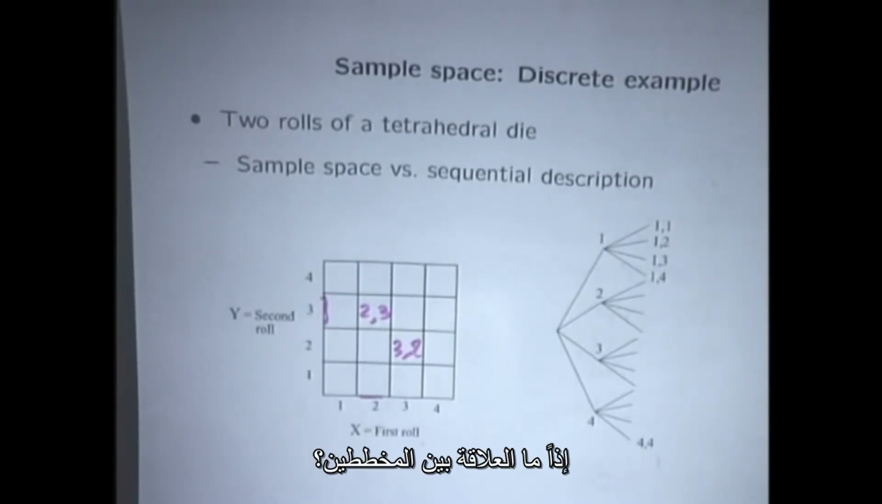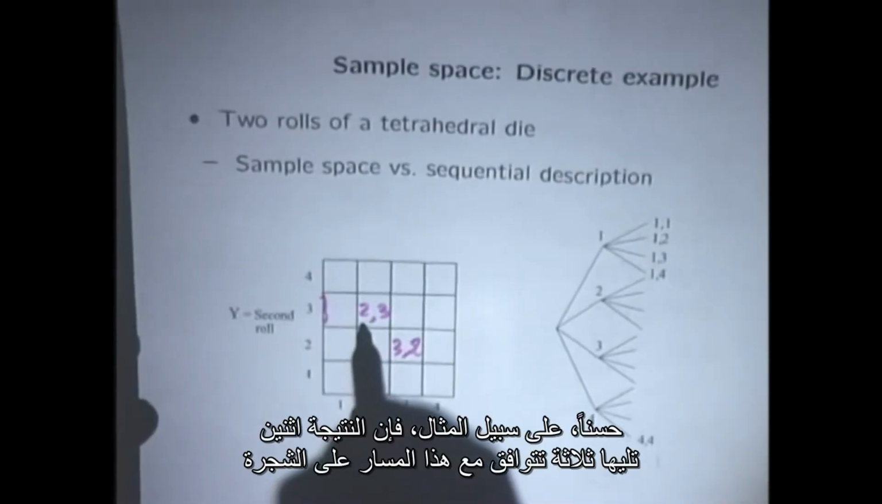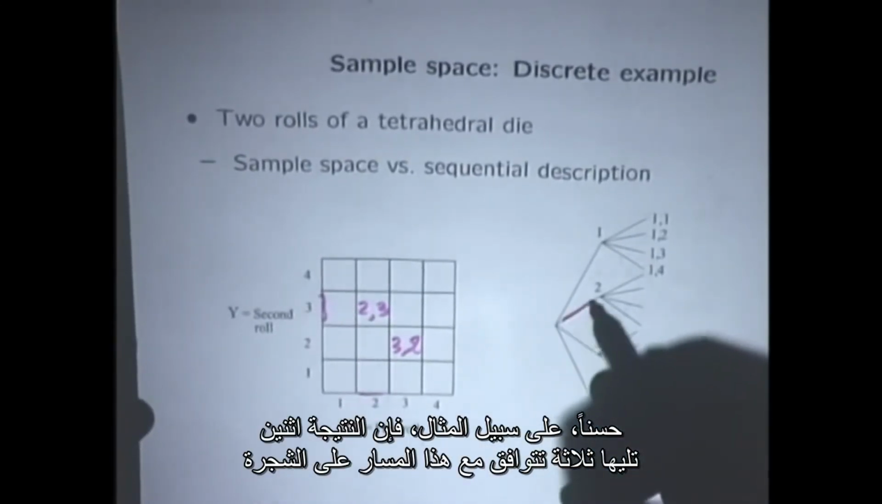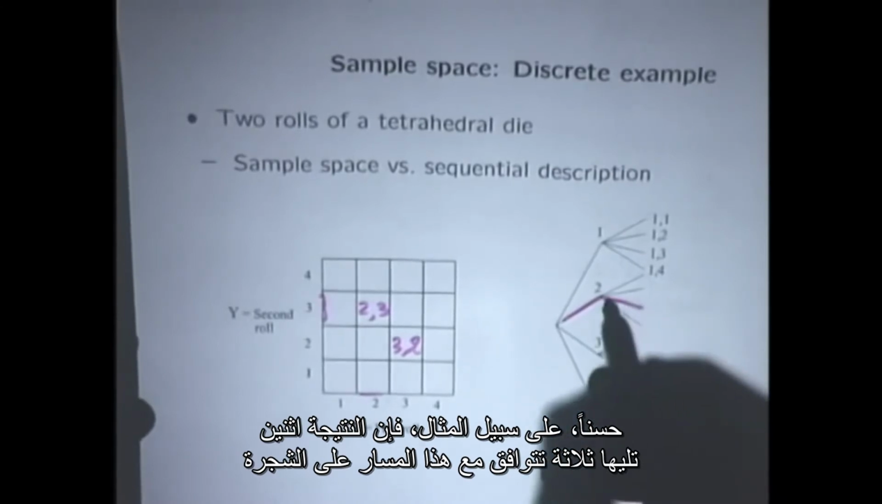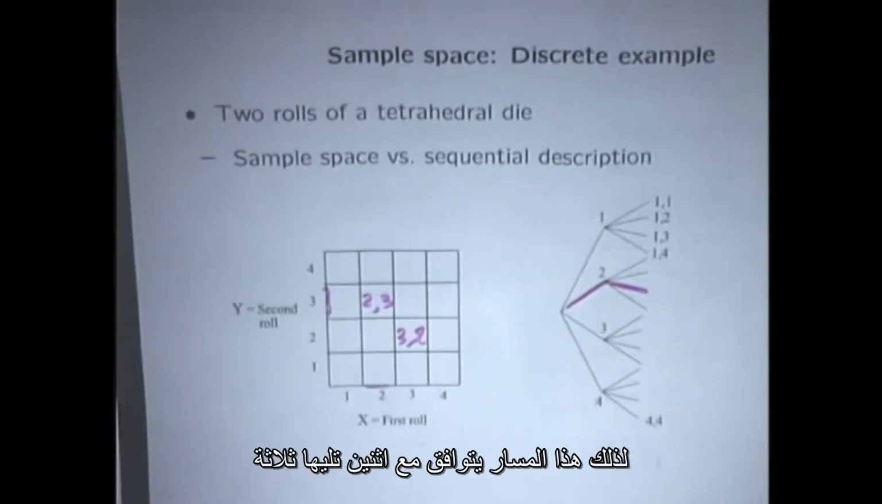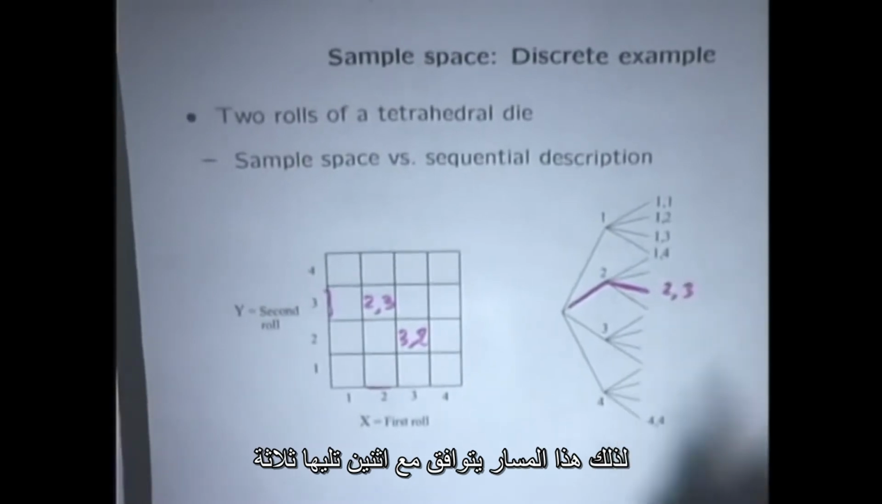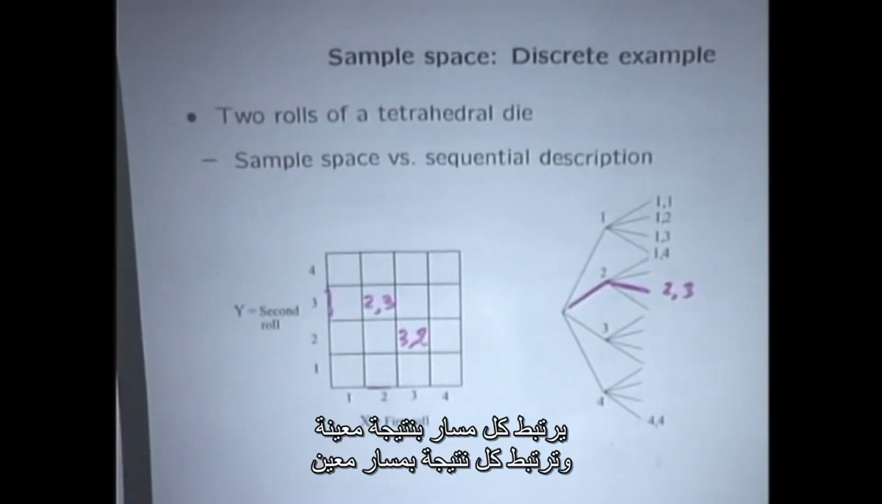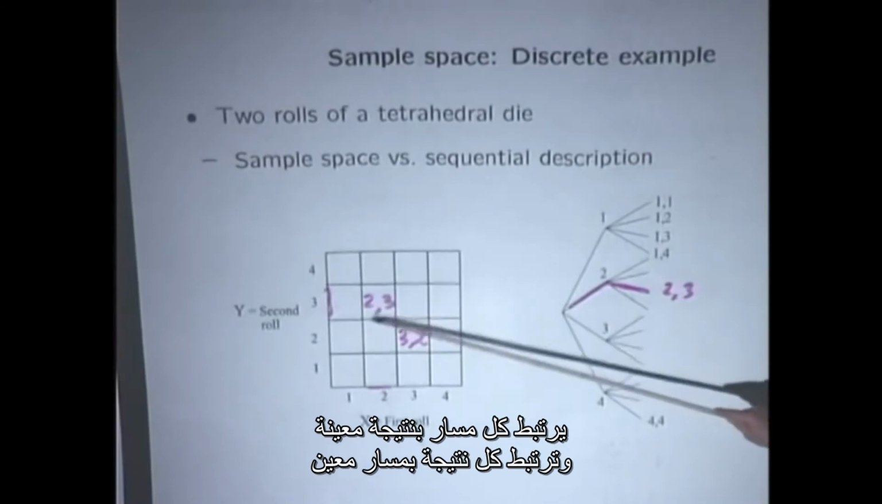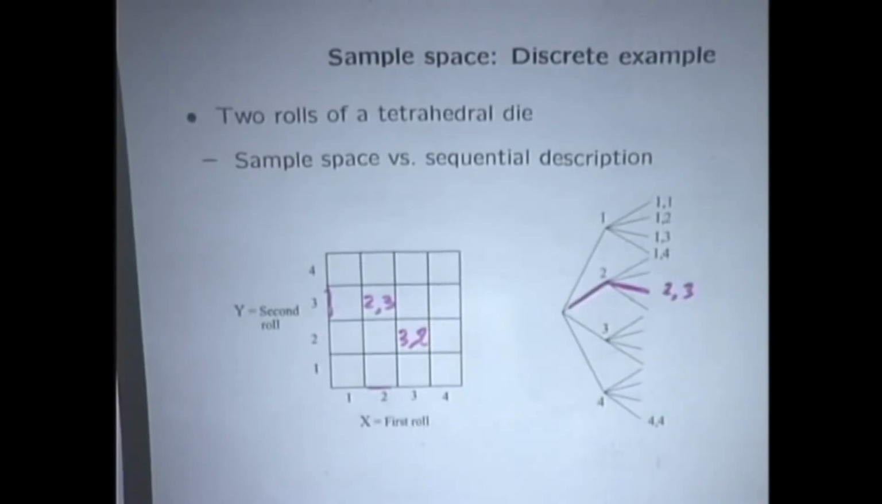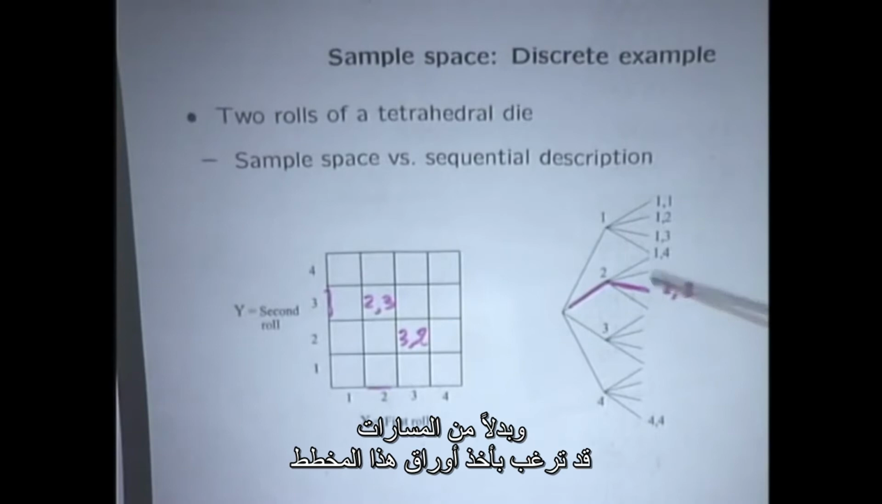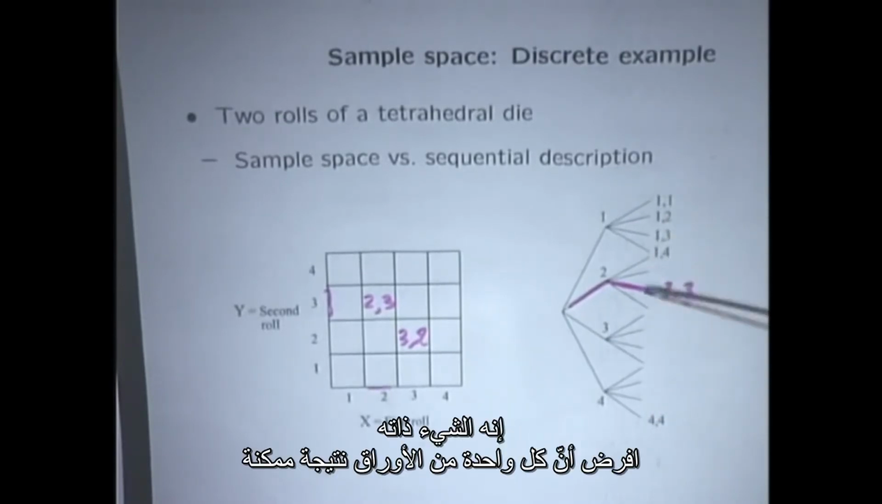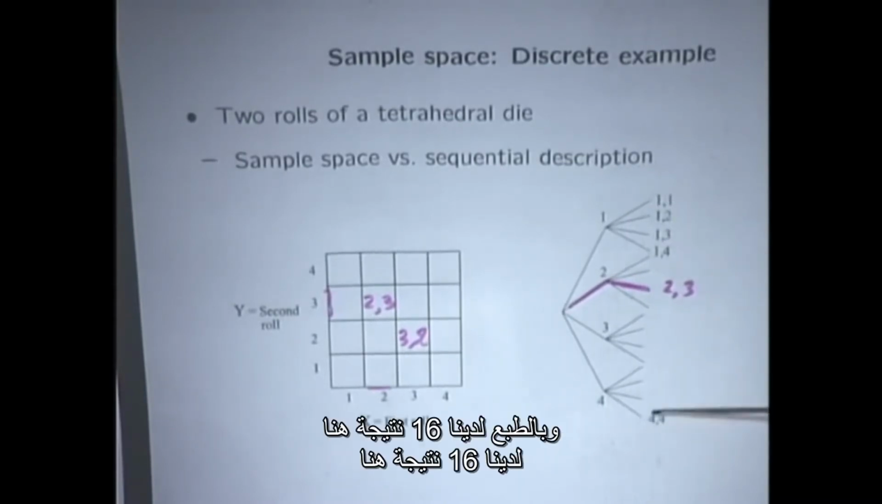So what's the relation between the 2 diagrams? Well, for example, the outcome 2 followed by 3 corresponds to this path on the tree. So this path corresponds to 2 followed by a 3. Any path is associated to a particular outcome. Any outcome is associated to a particular path. And instead of paths, you may want to think in terms of the leaves of this diagram. Same thing. Think of each one of the leaves as being one possible outcome. And of course, we have 16 outcomes here. We have 16 outcomes here.